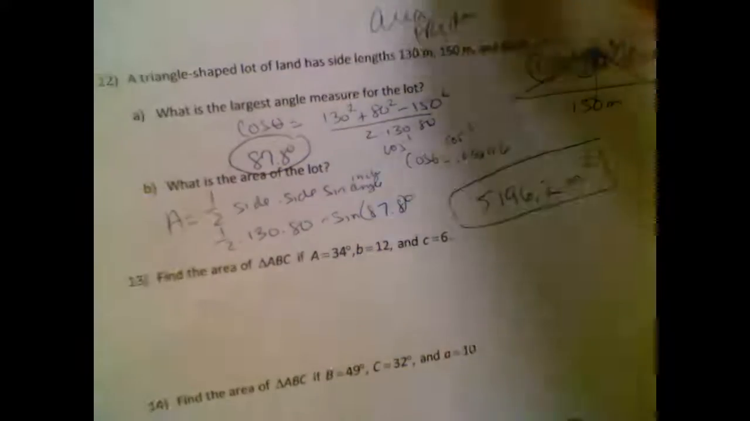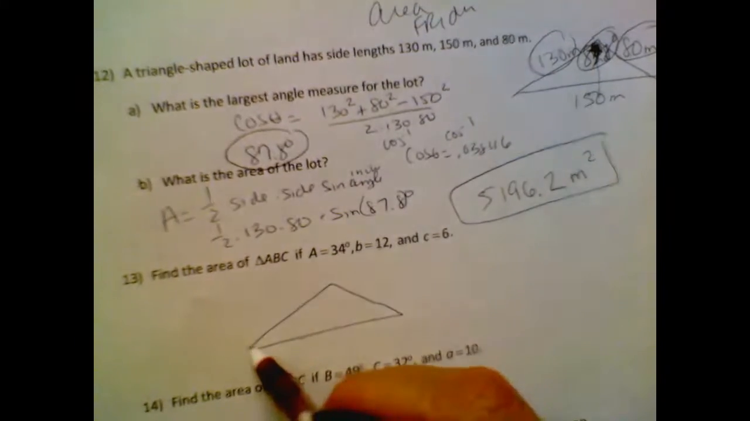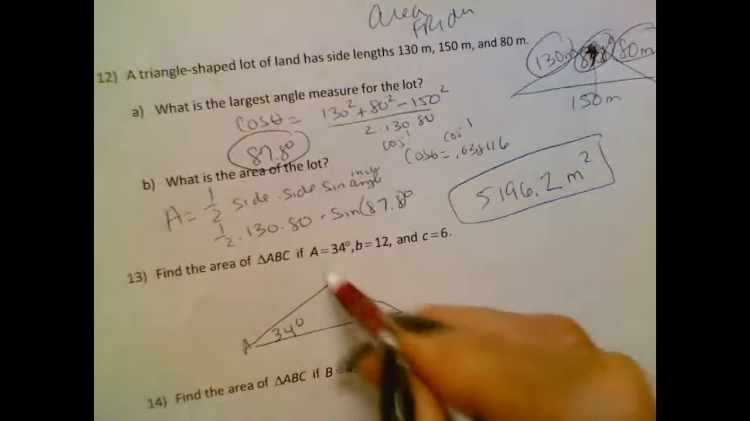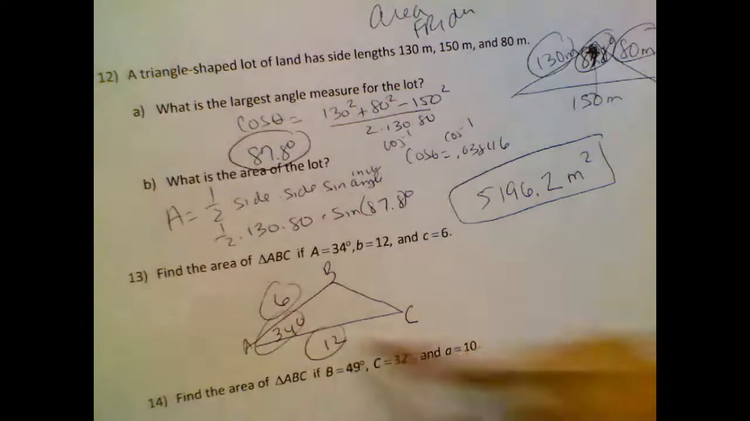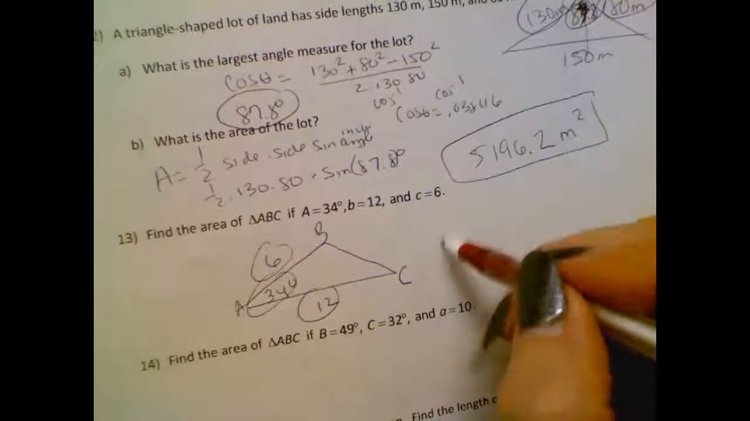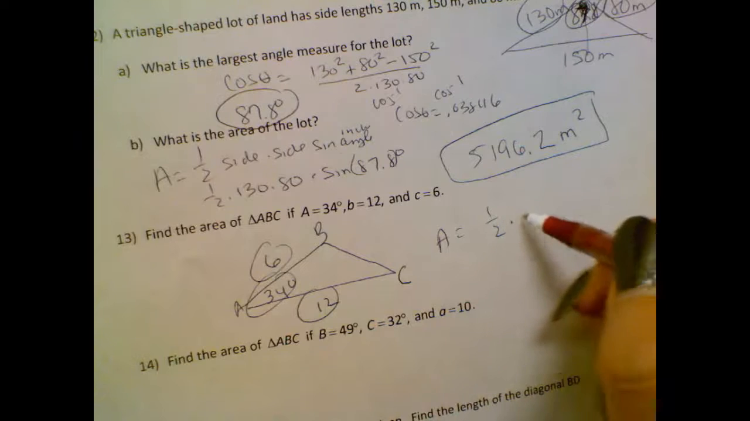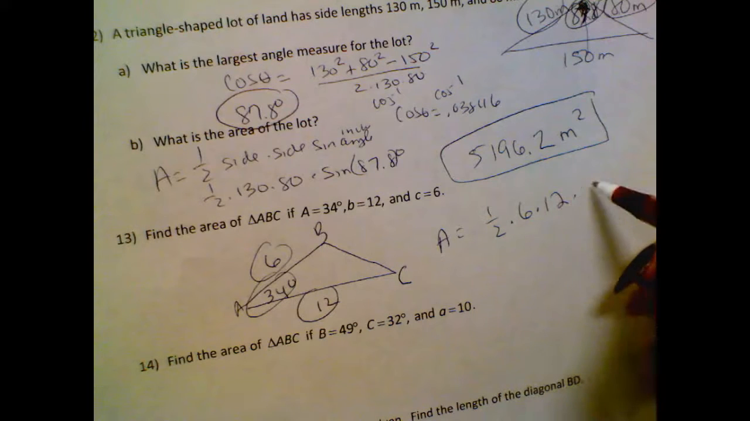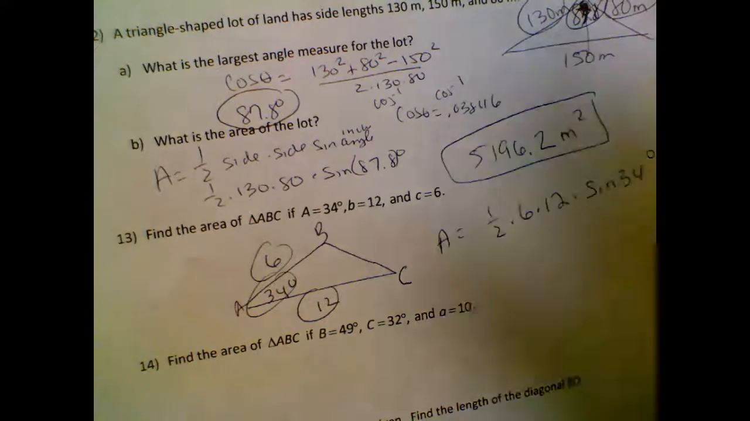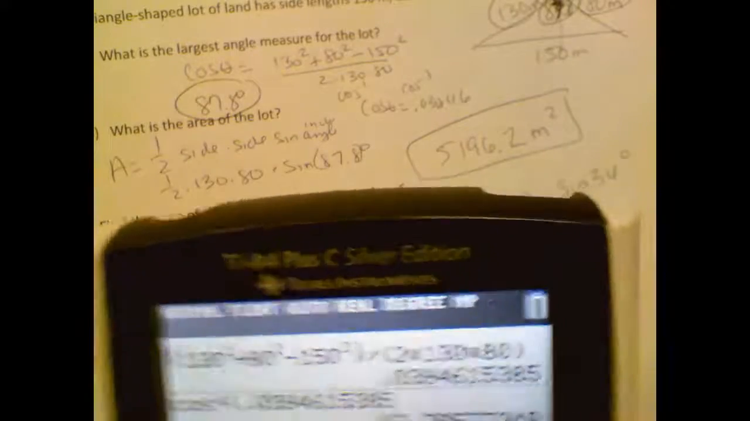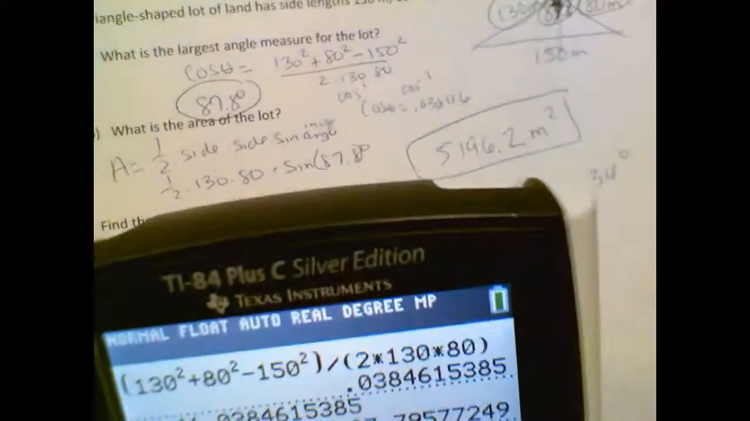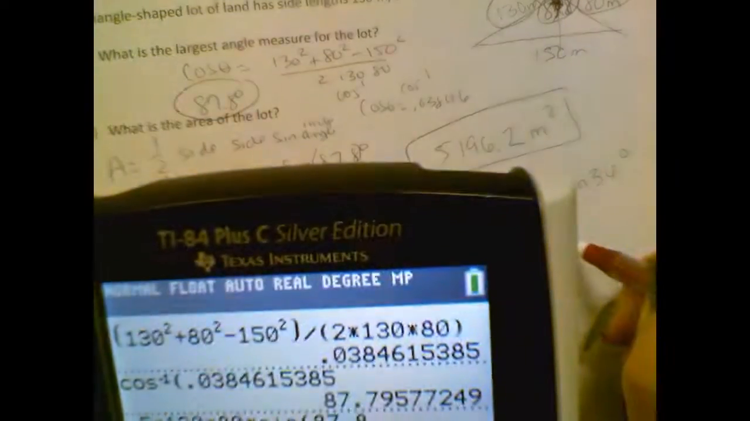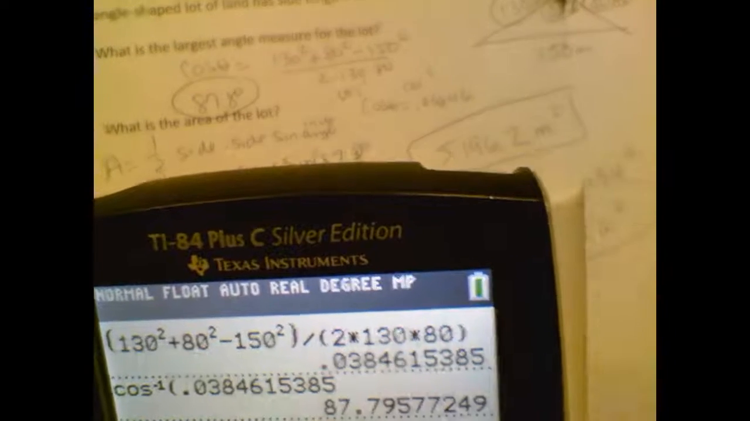All right, so this one, find the area of ABC, if A is 34, B is 12, and C is 6. So this is SAS again. This is the same formula we just used. So the area is 1/2 side times side times sine of the angle. 0.5 times 6 times 12 times sine of 34 is 20.1 units squared.